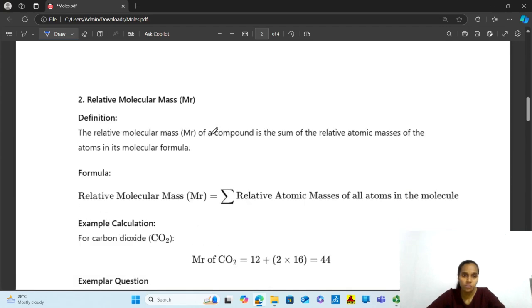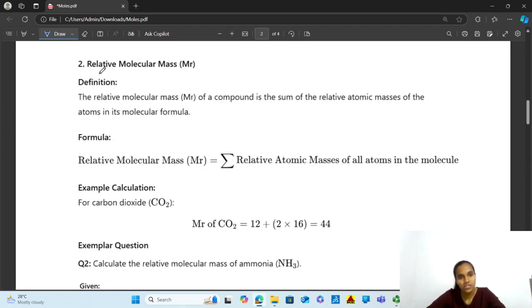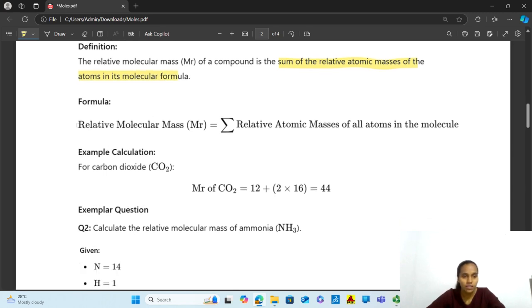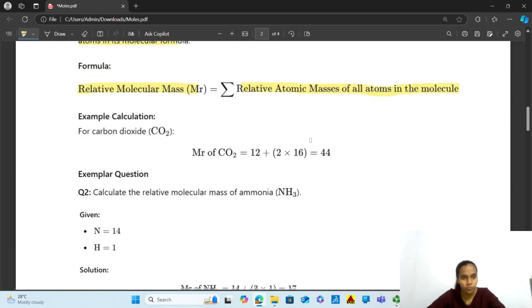Then we'll move to the next part of this lesson. It is the relative molecular mass, MR. So what is the definition of it? It's the sum of the relative atomic masses which we have studied previously. So we can write the equation here. Relative molecular mass equals the sum of relative atomic masses of all the atoms in the molecule.